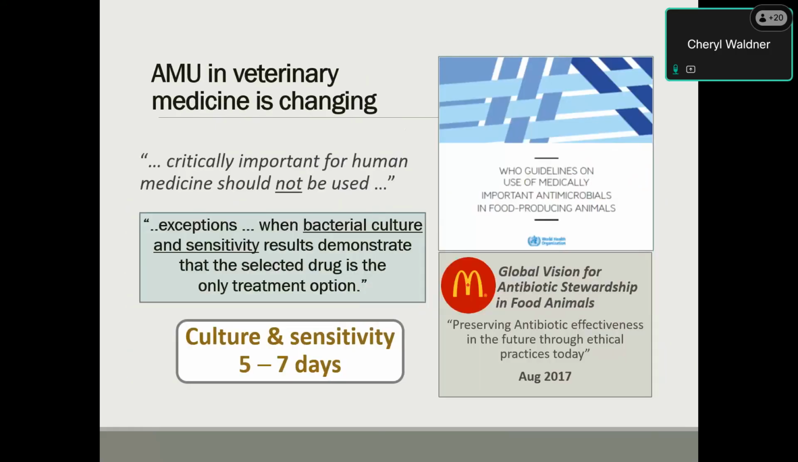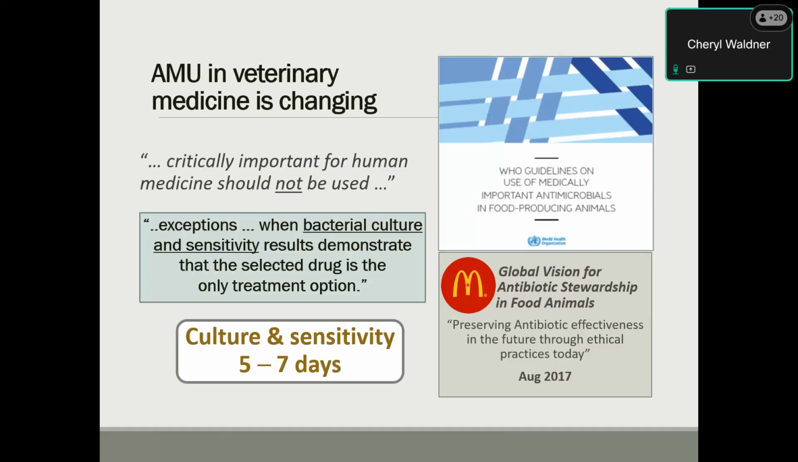Obviously, as with all antimicrobial use in human and animal medicine, there is a lot of international scrutiny and a lot of attention being paid. Back in 2018, the WHO put together some guidelines on the use of medically important antimicrobials in food animals, and basically said that antimicrobials that they designated as being critically important for human medicine shouldn't be used, with the exception of when bacterial culture and sensitivity said that there was no other treatment option.